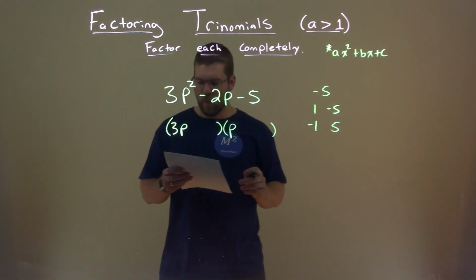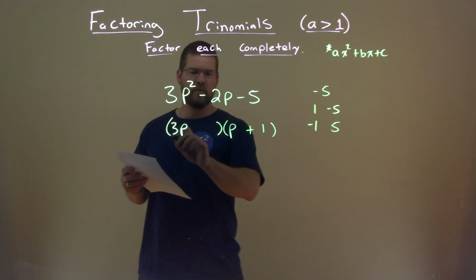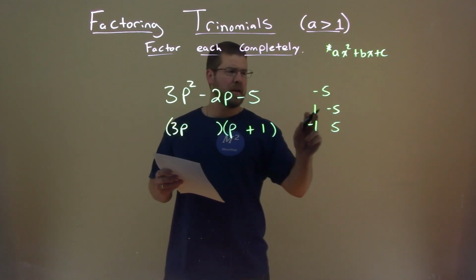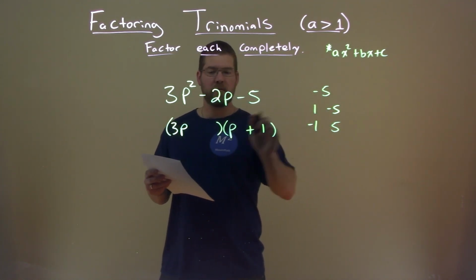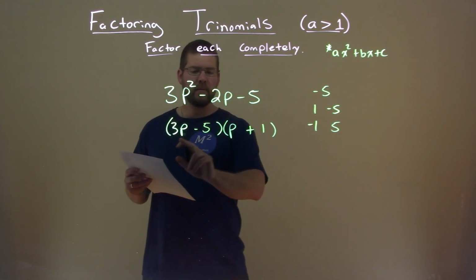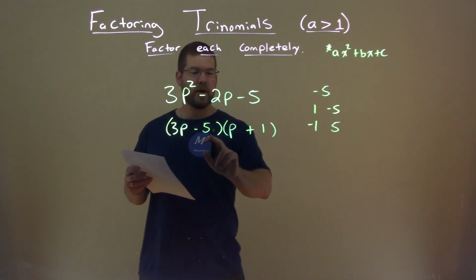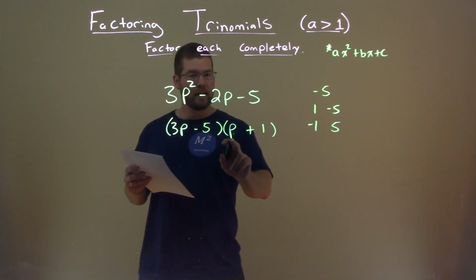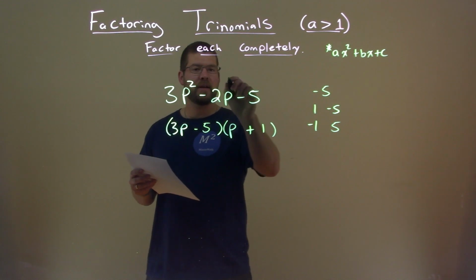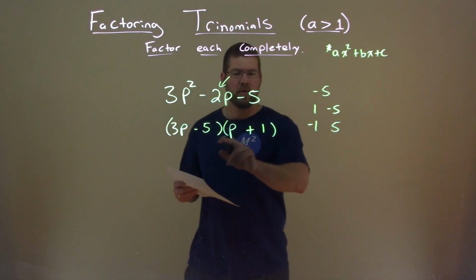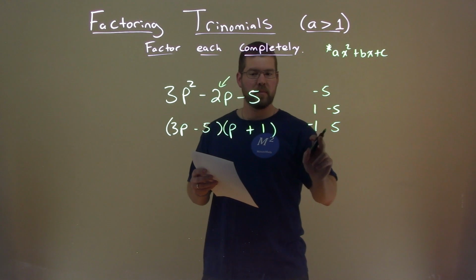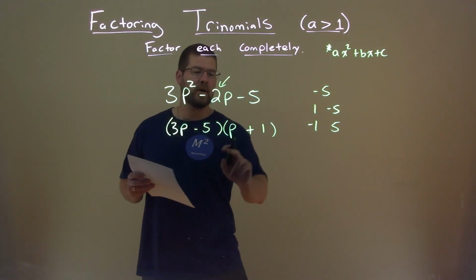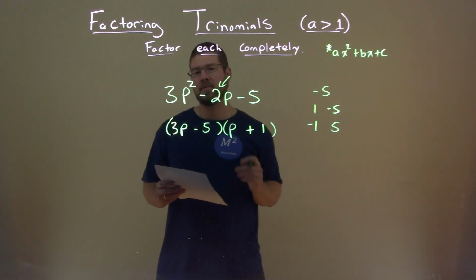3 times a 1. Well, if I put a 1 here, we know if we FOIL it, 3p times 1 gives me 3p. Then we take p times its pair, so negative 5 here: negative 5 times p gives you negative 5p. We add that together, it gives us the negative 2, and that's the goal there. So we try to think 3 times one of these numbers plus the other number gets me negative 2, and that's going to be 3p minus 5, multiplied by p plus 1.